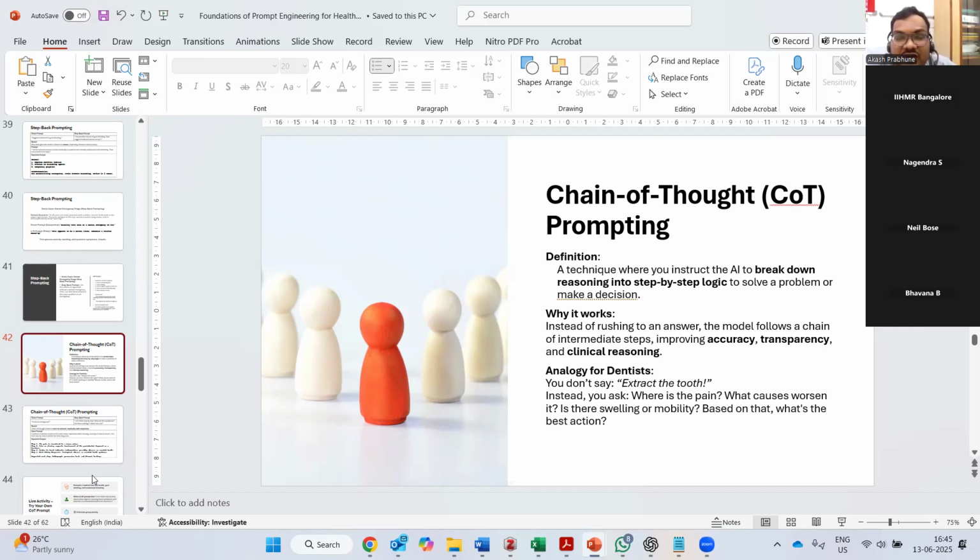So chain of thought is a technique where AI breaks down the reasoning into logic. Take an example of this. If you're approaching a traffic signal, you see that there is a red light and there's a timer. The timer says that it's around 10 seconds before the signal turns green.